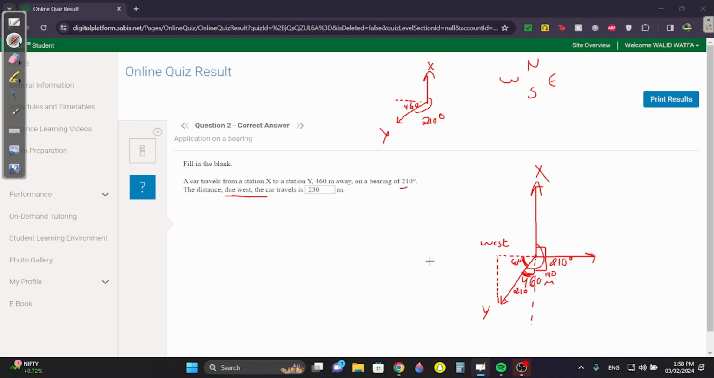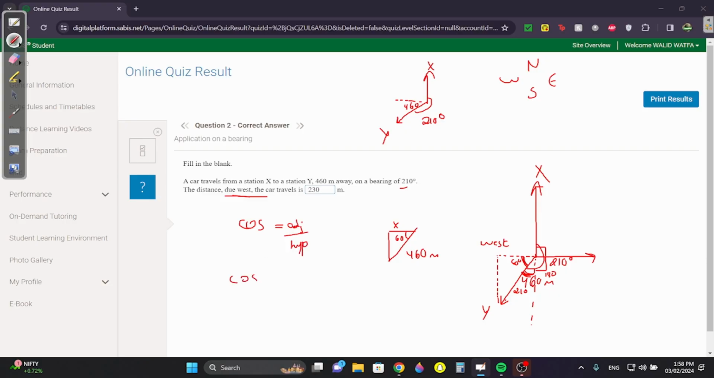How would you find the west? You have a triangle like this. We said this is 460 meters over here. This is 60 degrees. You want to find, let's say, x. You have to use cosine. Cosine is adjacent over hypotenuse, right?